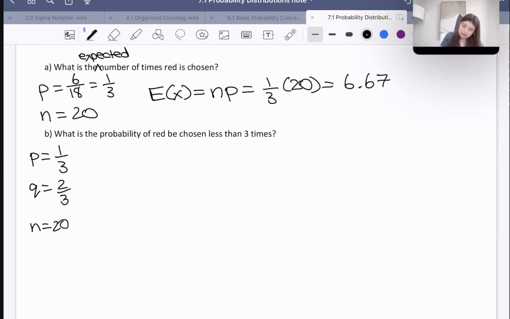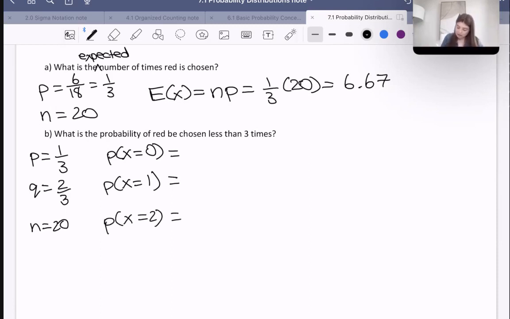And we need to find what is the probability that x is 0, right? That we don't draw a red ever. And we need to add that to the probability that we draw a red exactly once. And we need to add that to the probability that we're going to draw a red exactly twice. And notice it says less than 3 times, not less than or equal to 3 times. So we don't need to calculate the probability of exactly 3. We only need the probability that it's less than 3. So 0, 1, or 2 would be less than 3. Good.